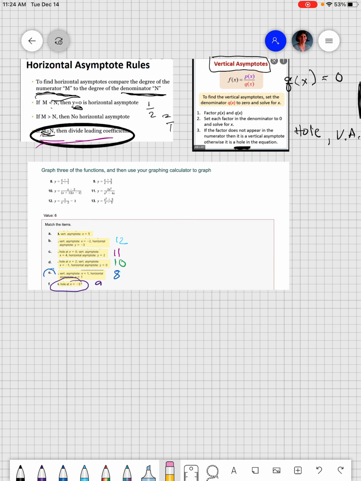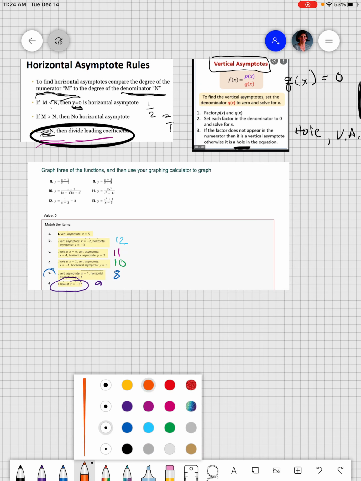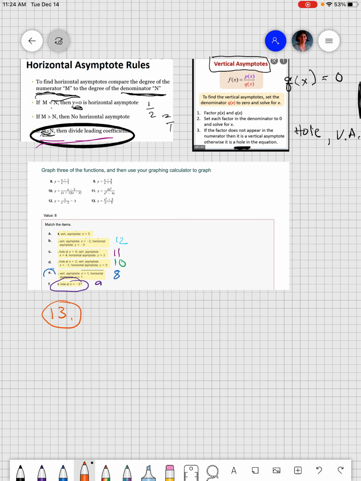Okay, last one. Let's try one more color here. Let's go with orange. Number 13. All right, so 13 says y equals x squared plus 5 divided by x minus 5. I can't factor this, so I'm done with that completely. So there's no holes because I can't common factor out anything. Means that my vertical asymptote is going to be x equals 5.